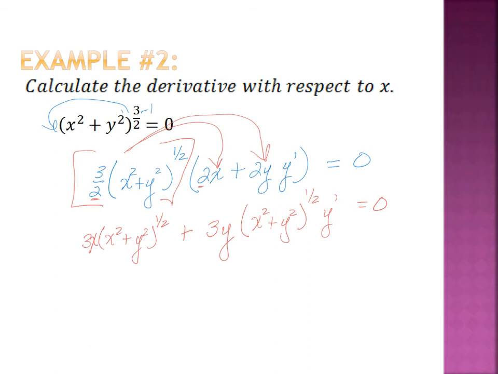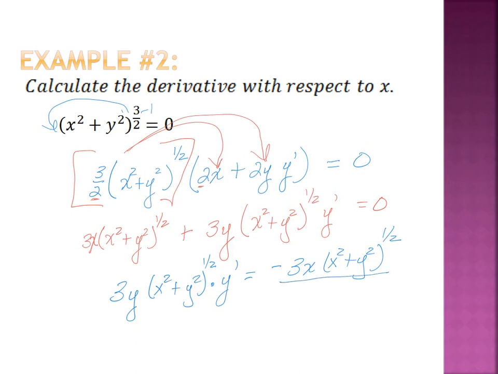Okay, now to separate anything with a y prime from everything else. So y prime's on the left, everything else to the right. So keep the 3y times x squared plus y squared to the 1/2 y prime, and subtract negative 3x times x squared plus y squared to the 1/2. Now notice this is multiplying my y prime, so I'm going to divide it to the other side.